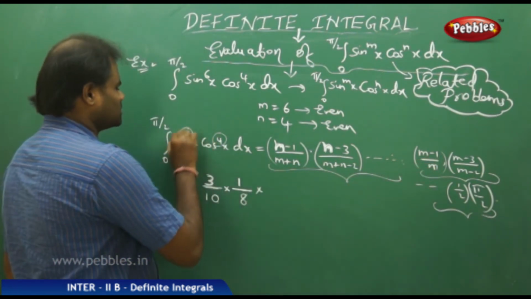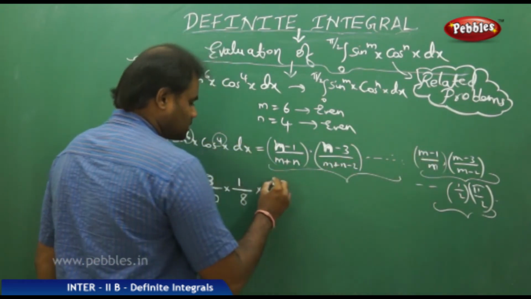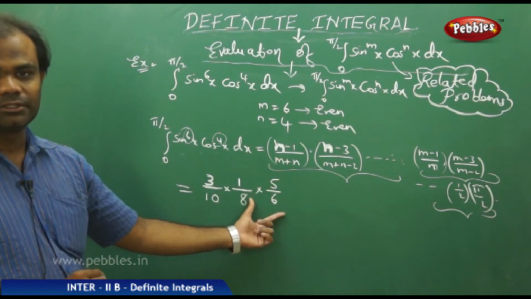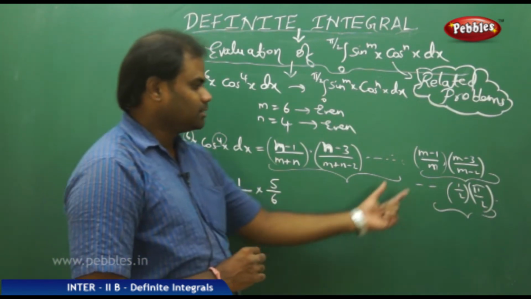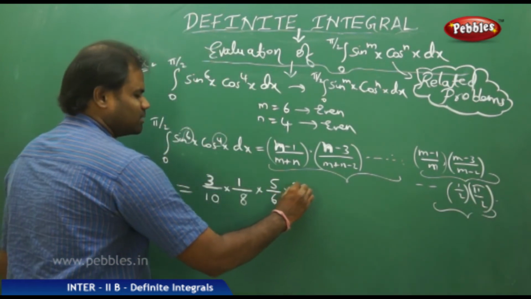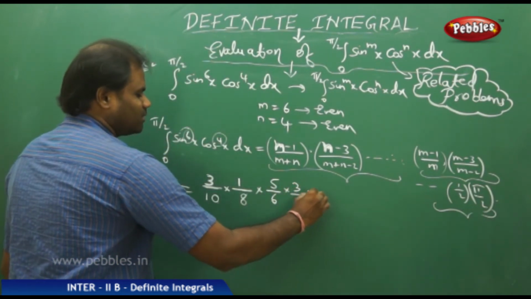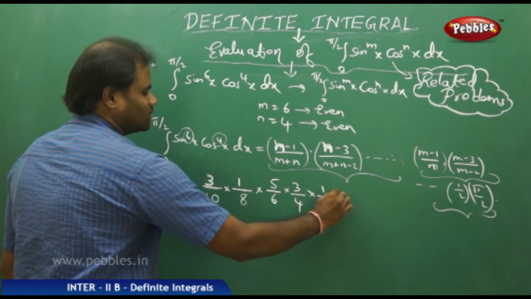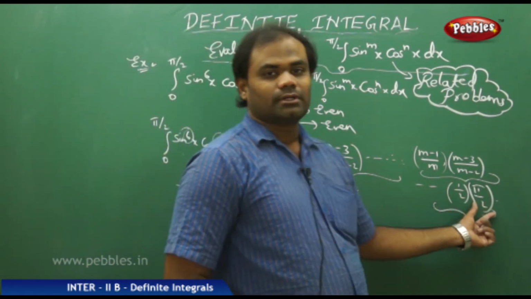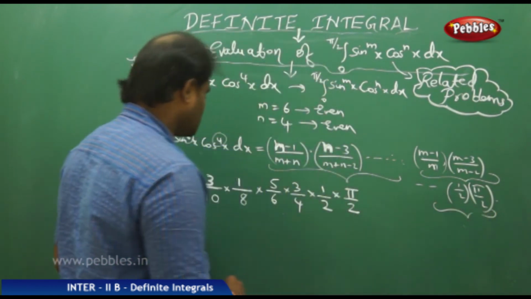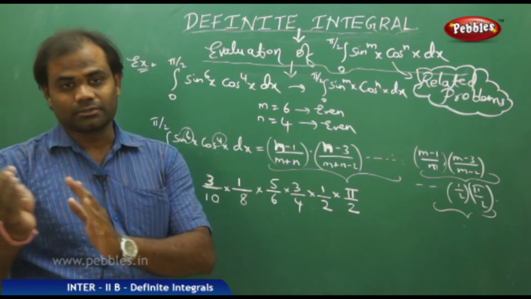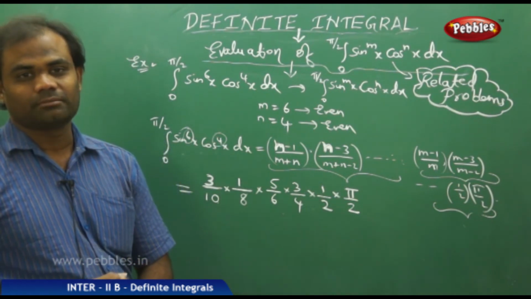Similarly, m is 6. So using the formula, 6 minus 1 by 6 is what we get in the initial term. And I see that each term is reduced by 2 units. Therefore, each numerator is reduced by 2 units here, and next again 2 units here, and of course pi by 2, which comes because it's an even case, is how consecutively each of the numerators and denominators are reduced by 2 units each time we proceed further.